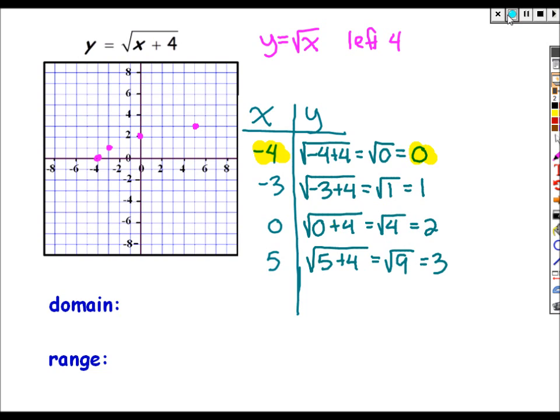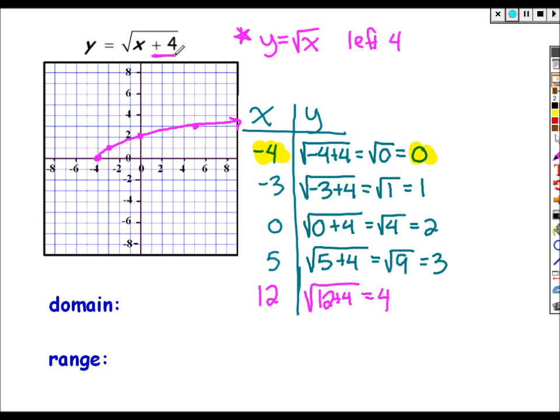There we go, 5, 3. And the next kind of nice value, I guess, would be if I inputted 12, the square root of 12 plus 4, square root of 16 is 4. But that's going to be off my graph, so I will just stop here and connect, and there's the graph of my function.